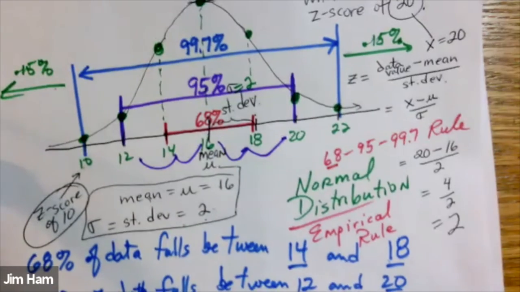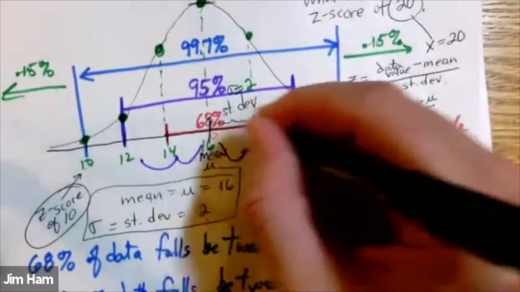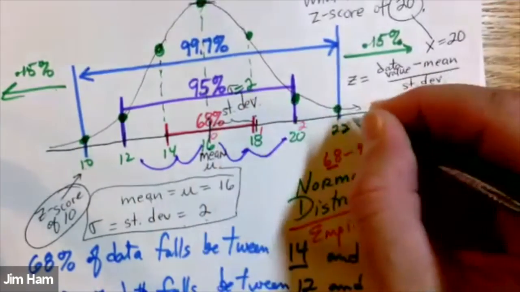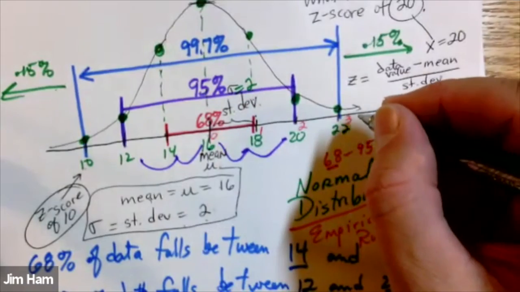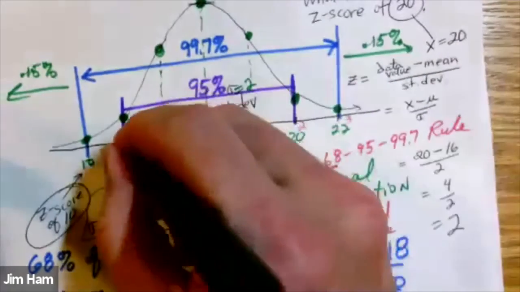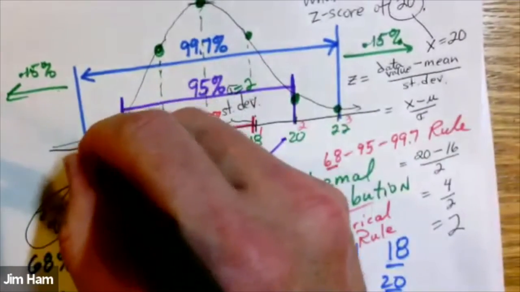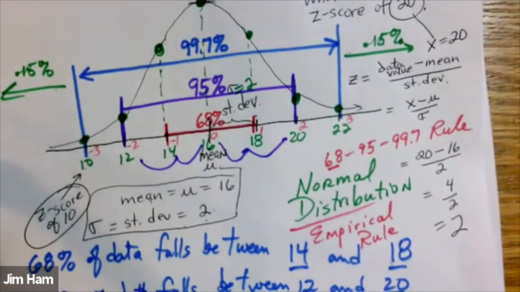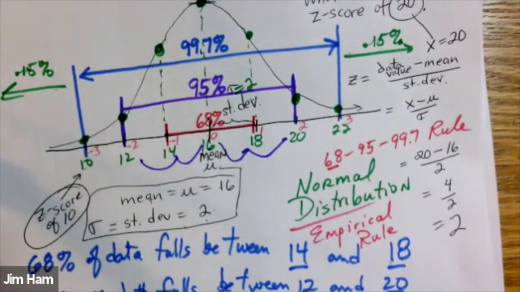So if you want the z-scores and you want to put them on the same scale, this is 0, 1 standard deviation, 2 standard deviations, 3 standard deviations above the mean, 1 standard deviation below, 2 standard deviations below, and 3 standard deviations below. All right, let me turn it around on you.